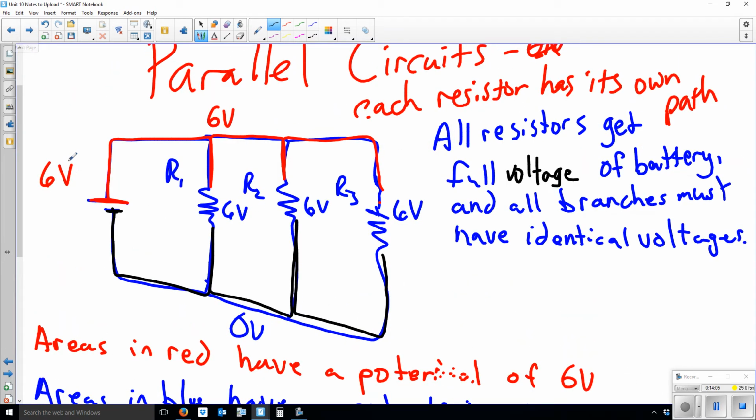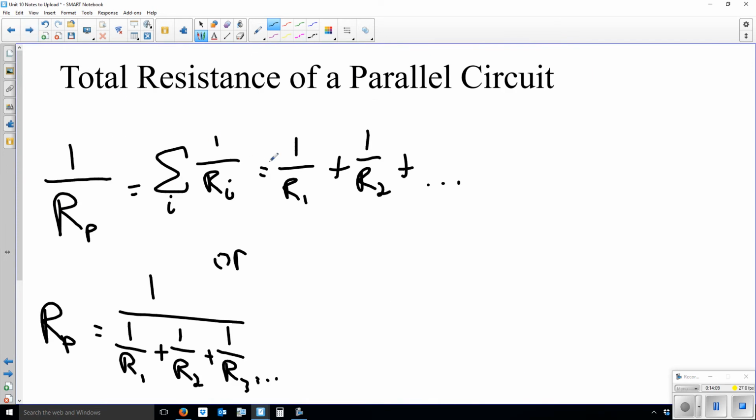We're going to do a lot of the same stuff to get the total resistance of a parallel circuit. 1 over the total resistance equals the sum of 1 over the individual resistances, kind of like this. Or you can put it all together and say that I take the sum of the reciprocals, and then I take the reciprocal of that.